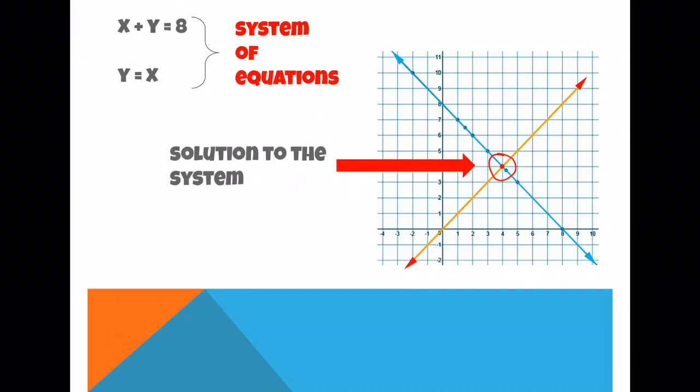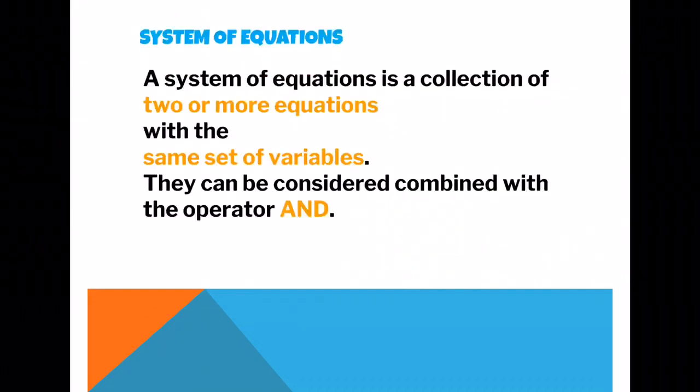So let's get a little bit more formal about what a system of equations is. A system of equations is a collection of two or more equations. We will only be talking about a system of two equations, but it could be 3 or 4 or 5 or more. And these equations will have the same set of variables. So in our example, the variables were x and y.